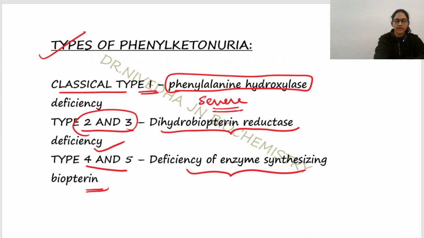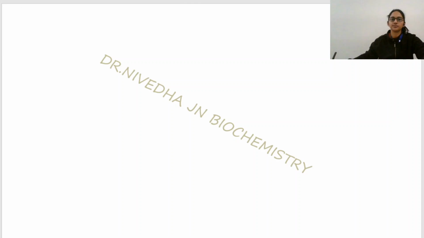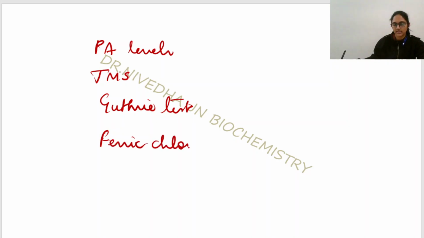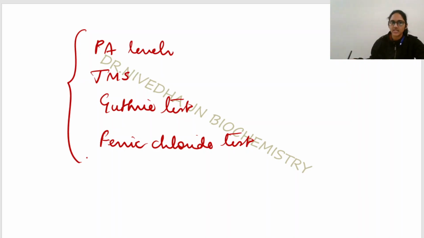So the treatment part we had seen. What are the different tests that we can do? One is we can estimate the phenylalanine levels in the circulation. Next is tandem mass spectrometry, which helps in finding the phenylketones. Then there is a specific test like Guthrie's test, which is a screening test, and also the ferric chloride test, which will be positive for phenylketones when they are present in urine. And there is genetic screening. So these are some of the investigations which can be done in case of phenylketonuria.